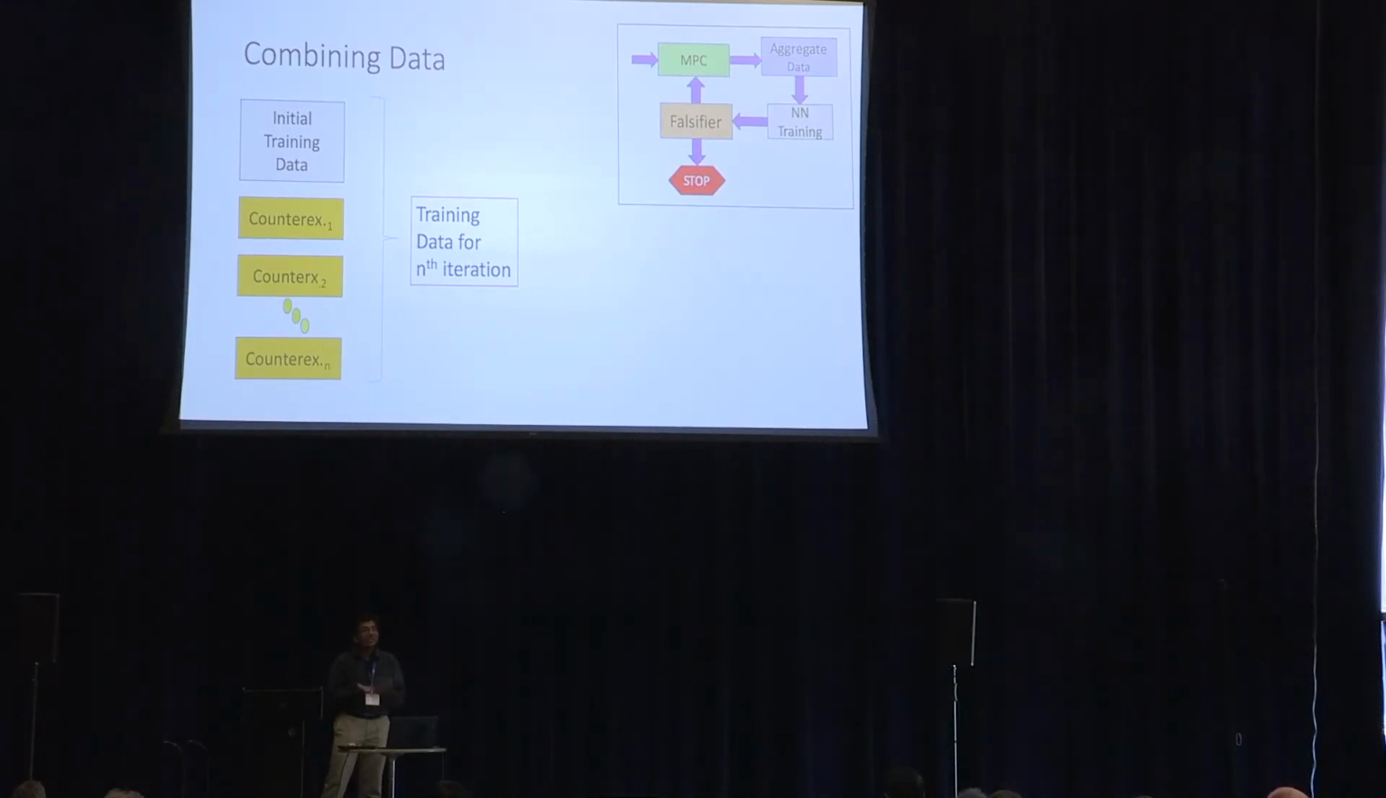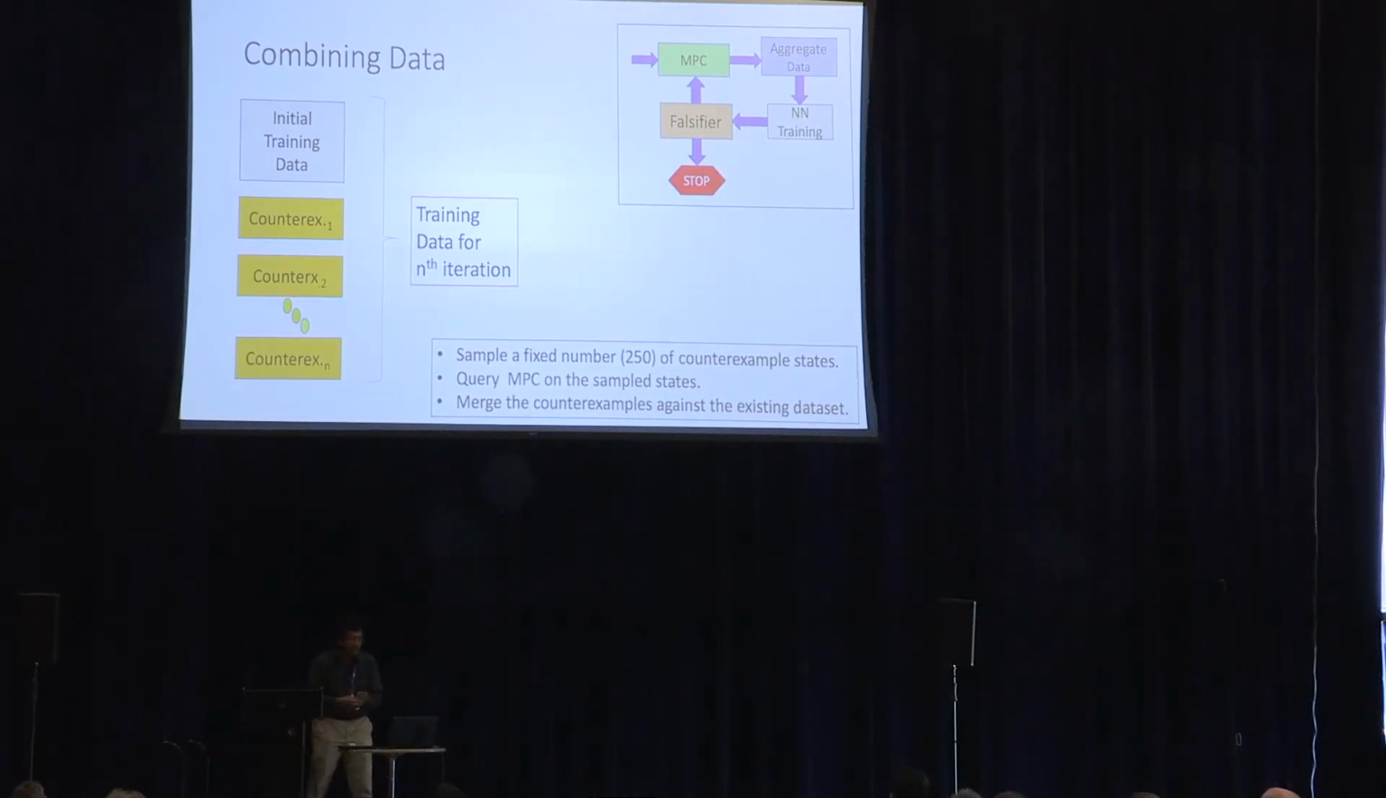So somehow you need a way to combine counterexamples from each iteration to create the data set for the n+1th iteration. This is an open challenge. So we tried different ideas. From imitation learning, there are ideas like Dagger, and there is no single rule that we could find. The best we could find was to fix a number of samples at each round, fix that many counterexample states, query the MPC on those sample states, and merge them with the existing data set. So it's pretty ad hoc.